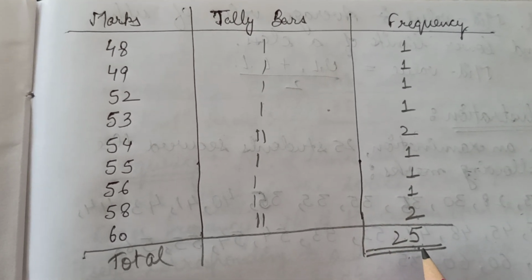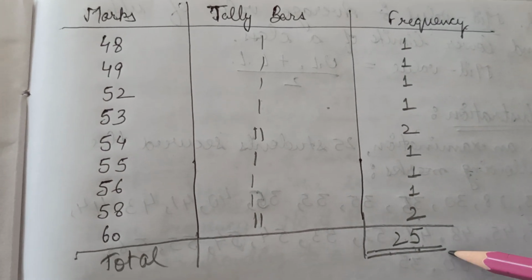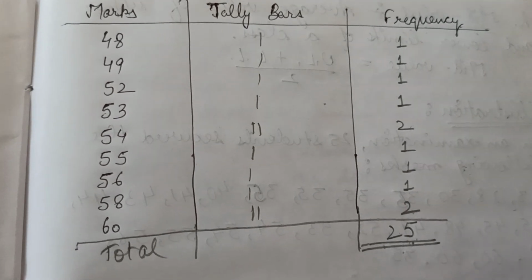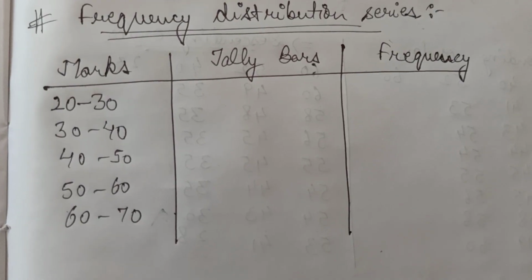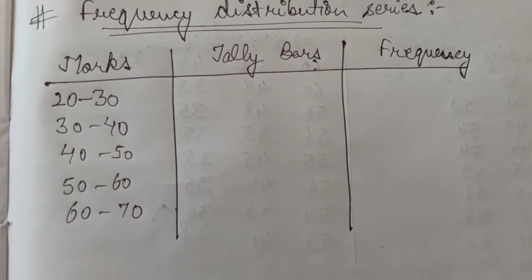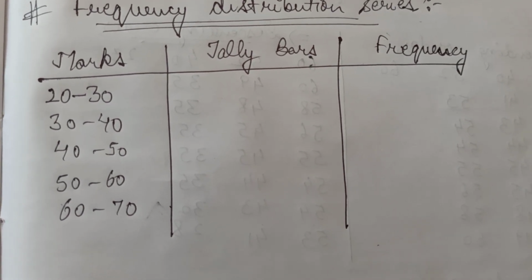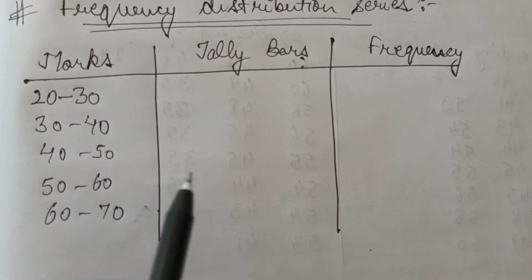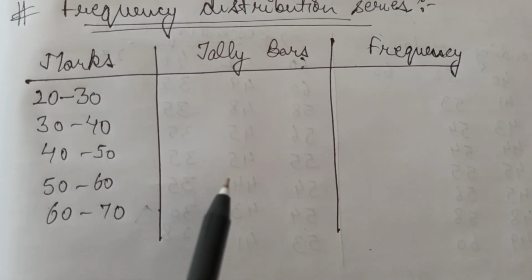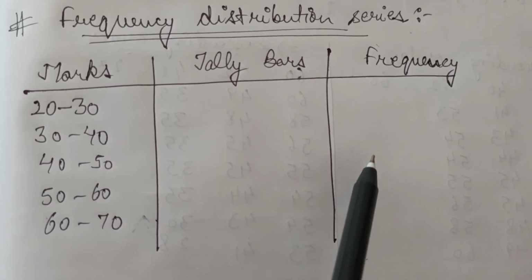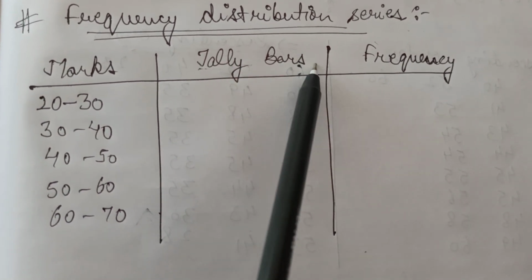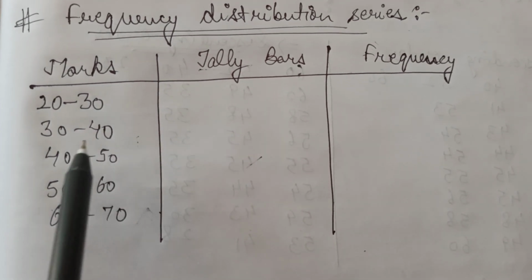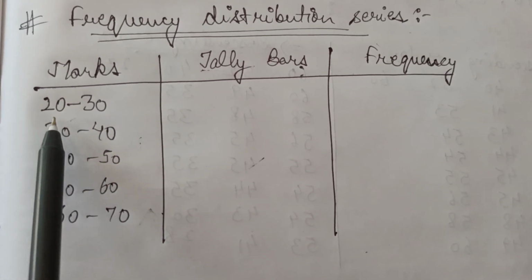series. Now I will show you how the given data will be converted into the frequency distribution series, in which we will make the class intervals. Now you can see over here that in the frequency distribution series, I have divided the data into three parts, or you can say I have made three columns. In the first column I have written down the marks, in the second one tally bars, and in the third one is the frequency. In a frequency distribution series, we make the class intervals. Like I have made class intervals from the marks, the first interval I have made is 20 to 30.